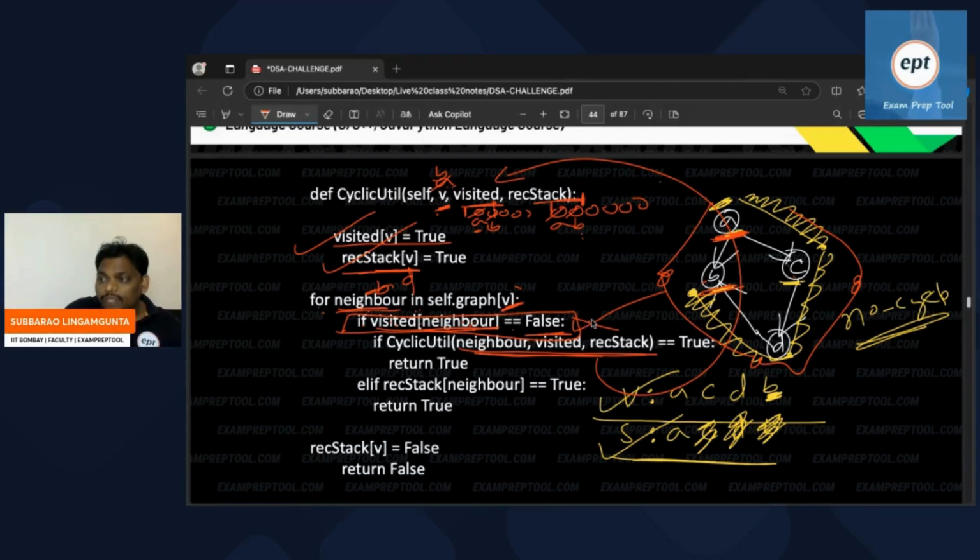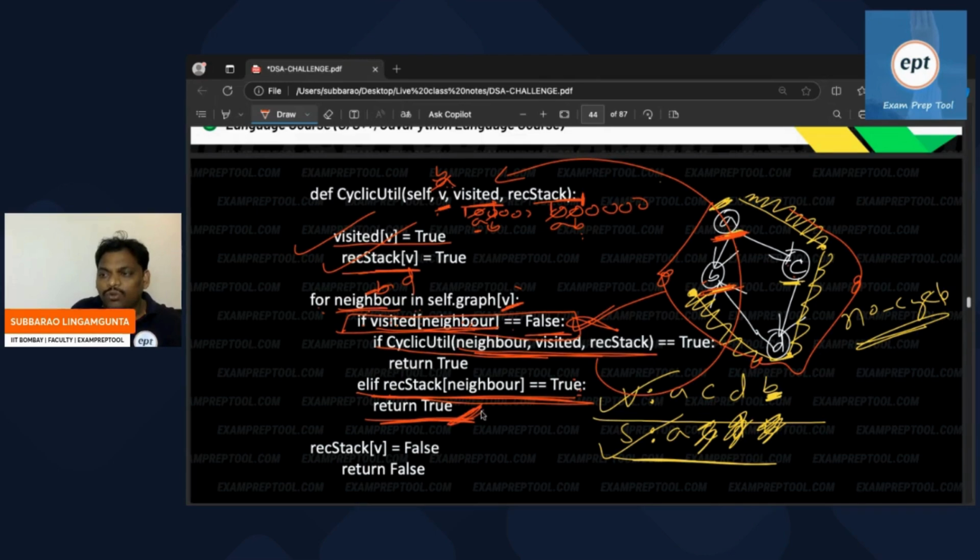If already visited, you cannot call the recursion. If already visited, immediately check here: is it already available in the stack or not? Yes. Are you getting it? So this condition failed, indicating that it is already visited. This condition true, present in the stack also, then return true, which indicates that a cycle exists.